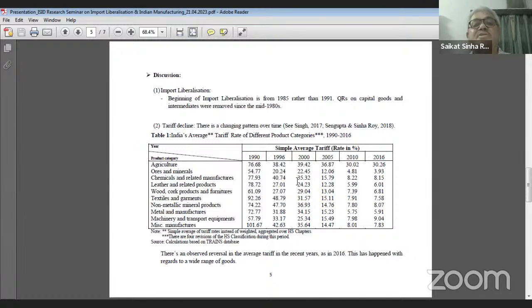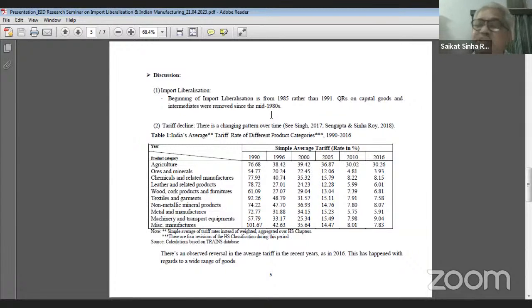So QRs on capital goods and intermediates were removed since the mid-1980s. After that, since 1991, what has necessarily happened is a decline in tariff, and the pattern of tariff changes has changed over the period of time.